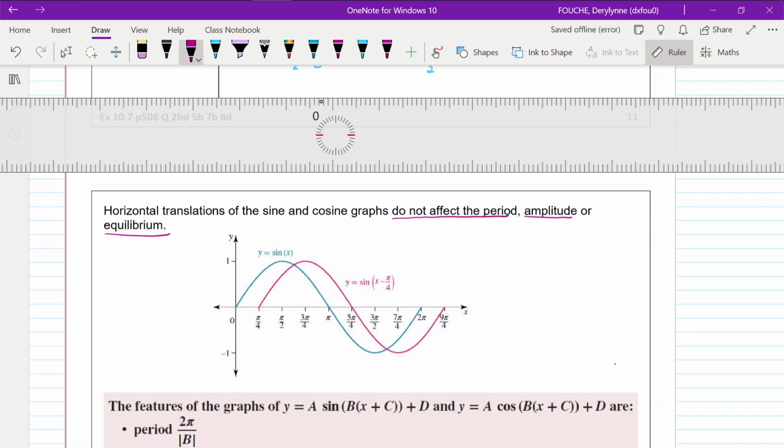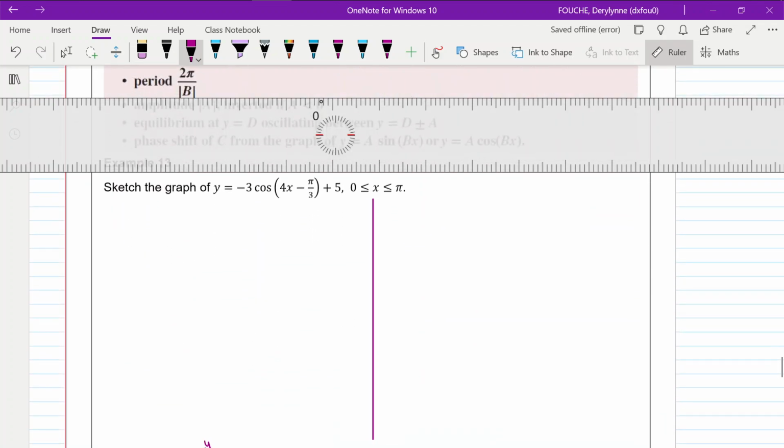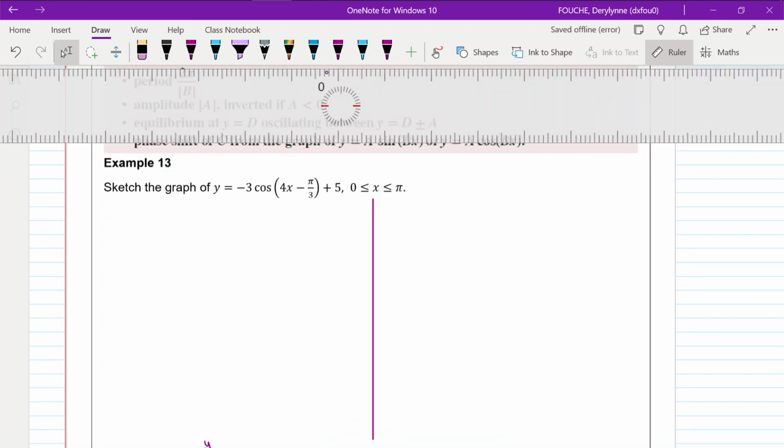So the way that I do this, and the way that I make the fewest errors, is I graph the graph without a horizontal translation, just with a dotted line, and then I do the shift. Let me show you what I mean. It says, sketch the graph of y equals -3 cos of 4x minus pi on 3.